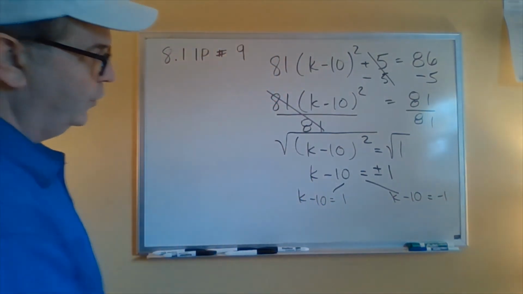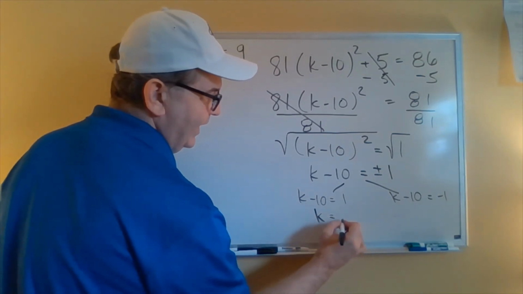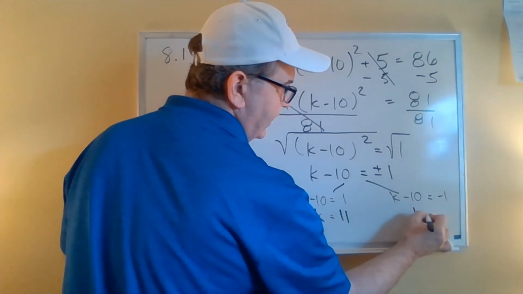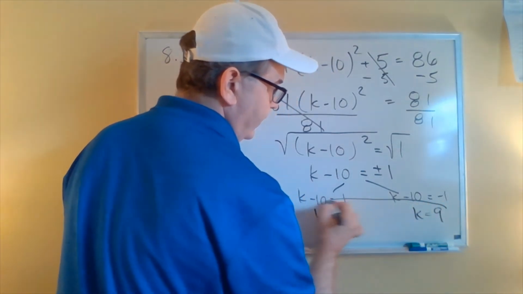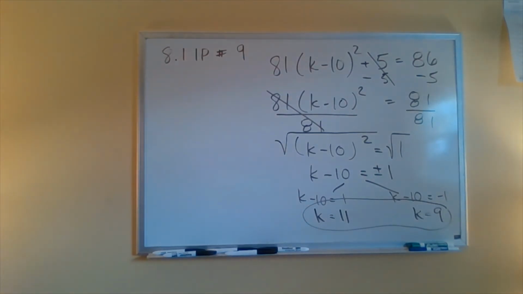So solving each one for k, add 10 to each side. Over here I get k equals 11. Add 10 over here, I get k equals 9. So my answer to number 9 is k equals 11 or k equals 9.